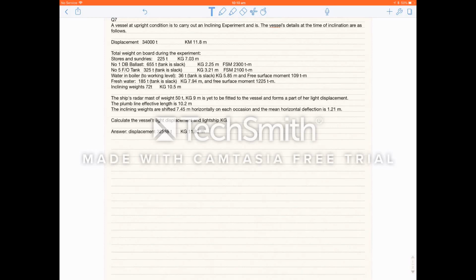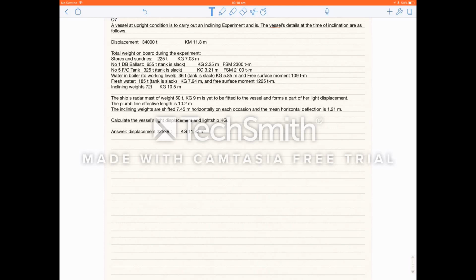However, although that is the goal, from the inclining test by itself, what we can find out is the GM at the inclining time. At the time of the test, we are calculating the GM of the ship. And from that GM, we will be able to find out the light ship KG of the ship.